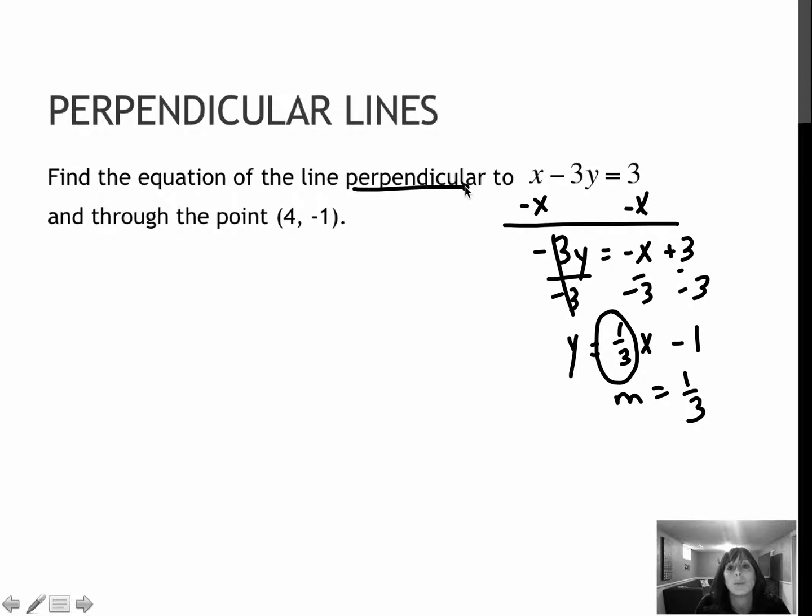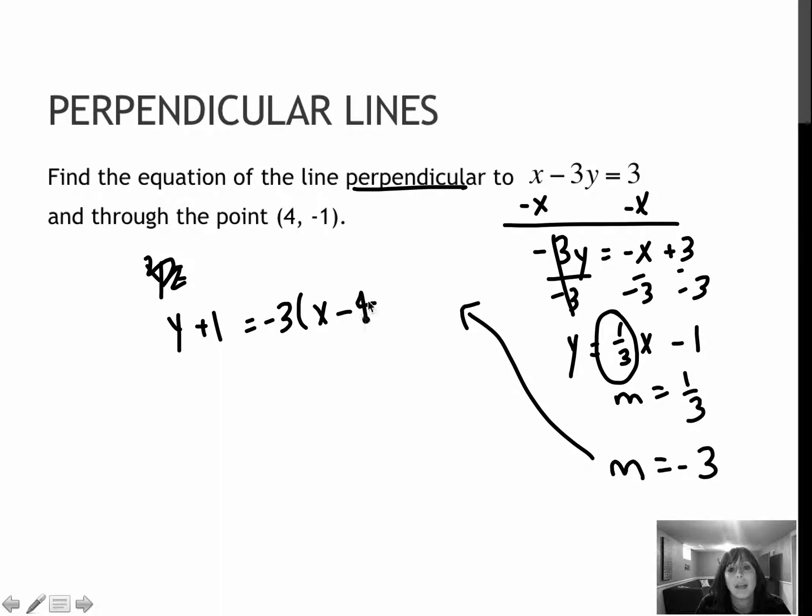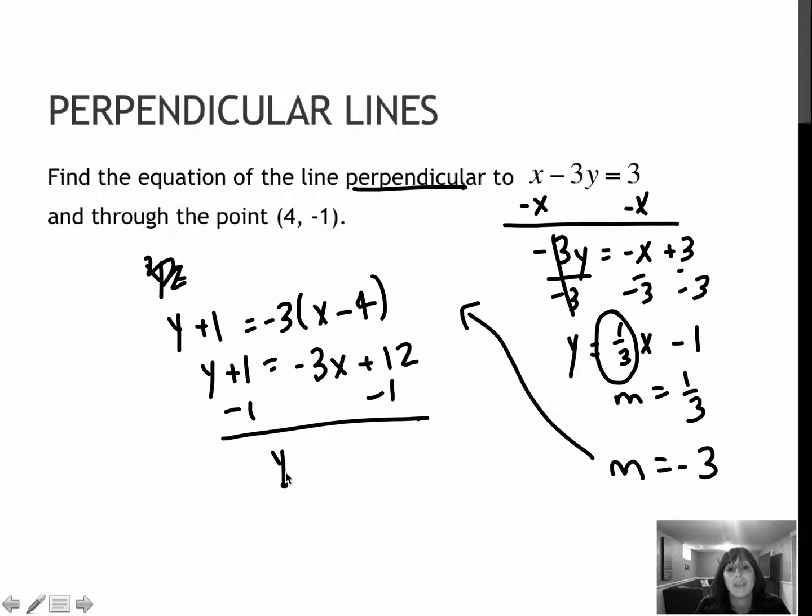Because I want it to be perpendicular, I have to do the opposite reciprocal of 1/3, which would be flipping it over and changing the sign. So my new slope is negative 3. That's the one I'm going to use over here. But now it's y minus my y value equals my slope, x minus my x value. I end up with negative 3x plus 12 on the right. By taking away 1, I get negative 3x plus 11.